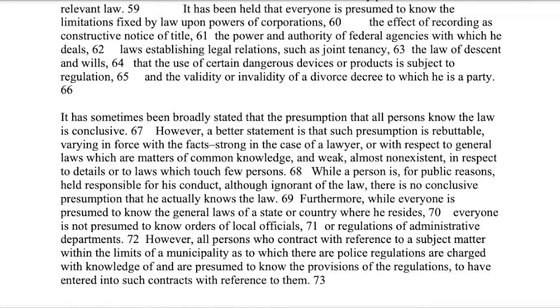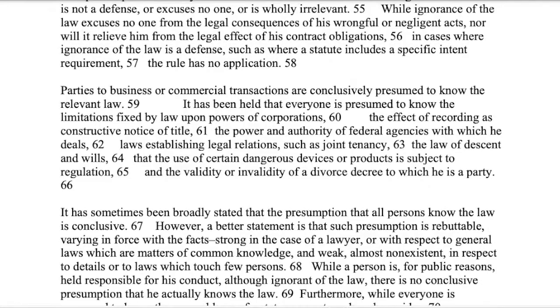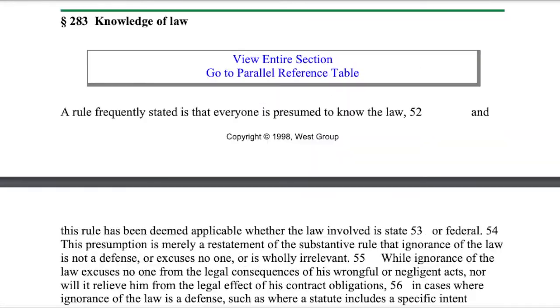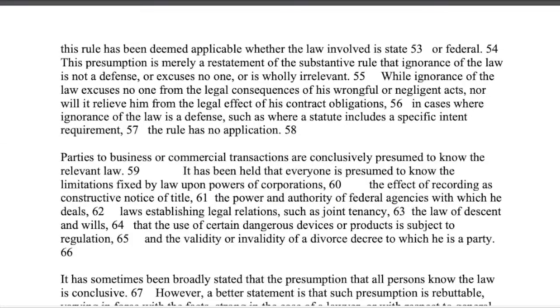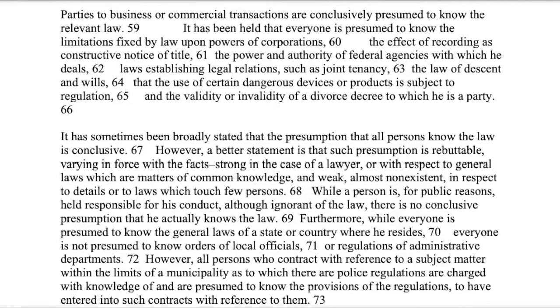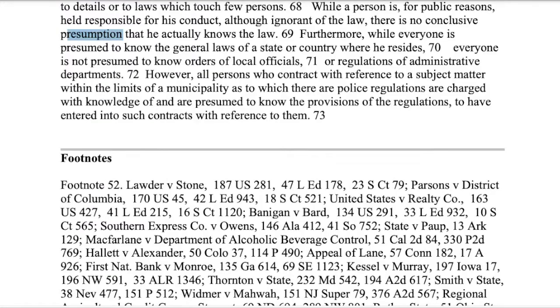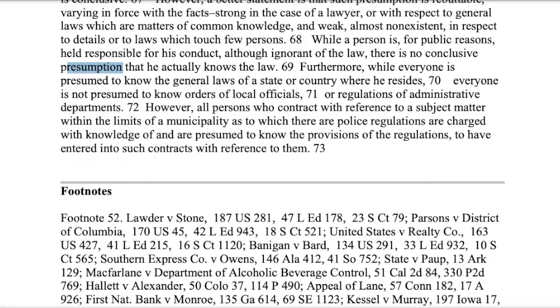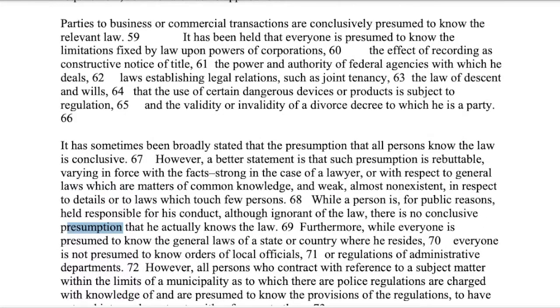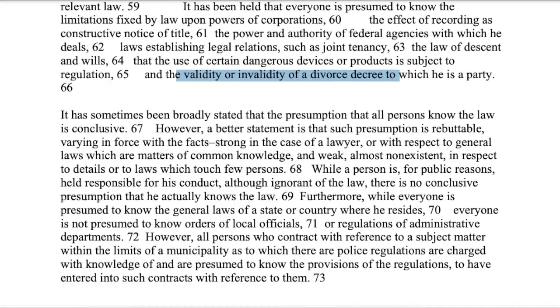What was that? The type of presumption we had here. Where did it go? The conclusive presumption. So by being in a contract, let's see where that one was here. Here we go. Effective court, the power of authority of federal agencies, laws establishing legal relations, law of descent, and certain use and the validity. But either way, there was a yes.